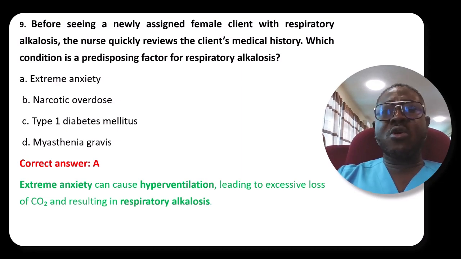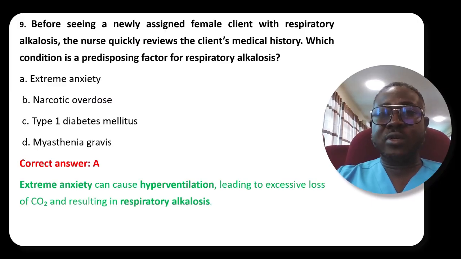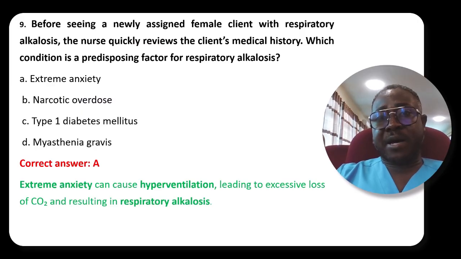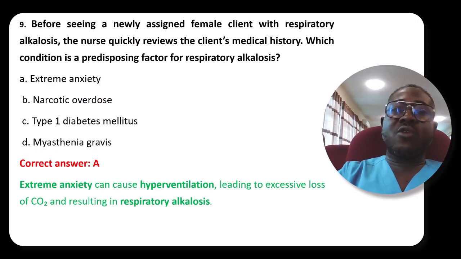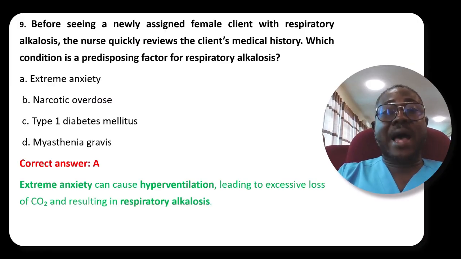But narcotic overdose will reduce respiration because it has effect on the what? The respiratory muscles. Okay, it depresses the respiratory muscles, and that will cause slow breathing, which will rather lead to what? Respiratory acidosis. And type 1 diabetes mellitus, we all know that it is what? A metabolic issue. And so here we are looking for respiratory, which is out. Okay, and even with type 1 diabetes, it leads to metabolic what? Acidosis.